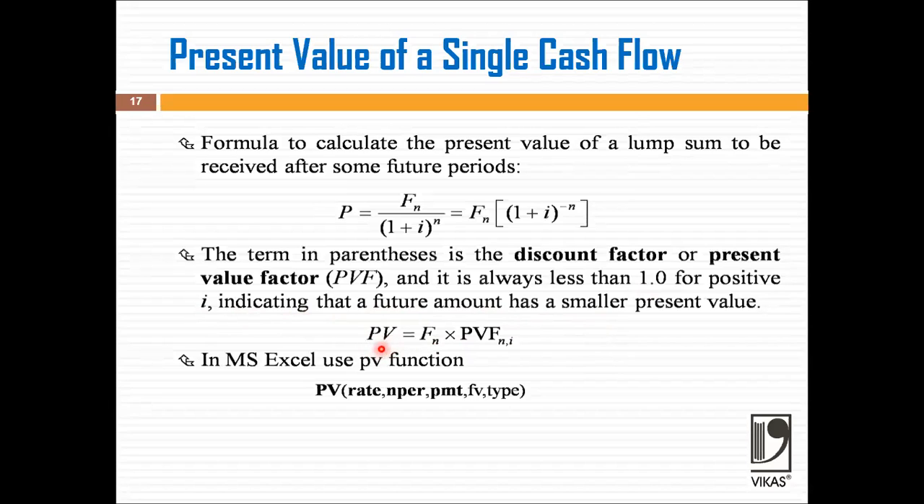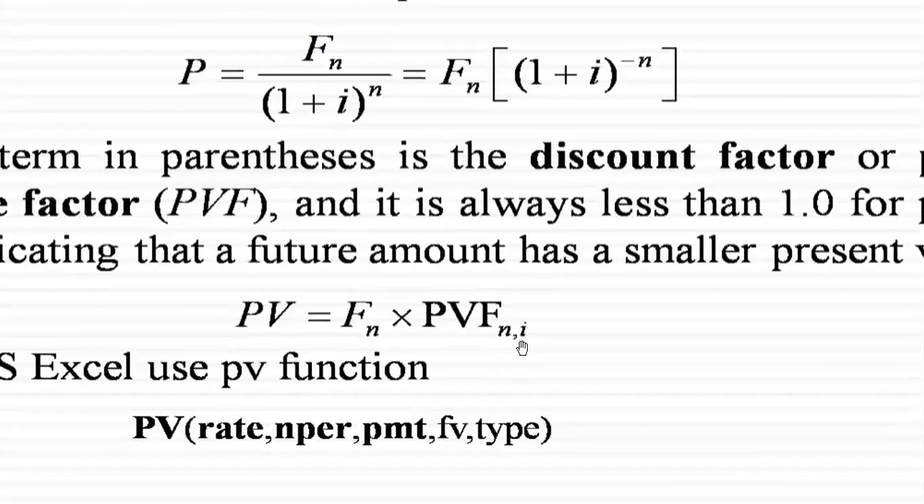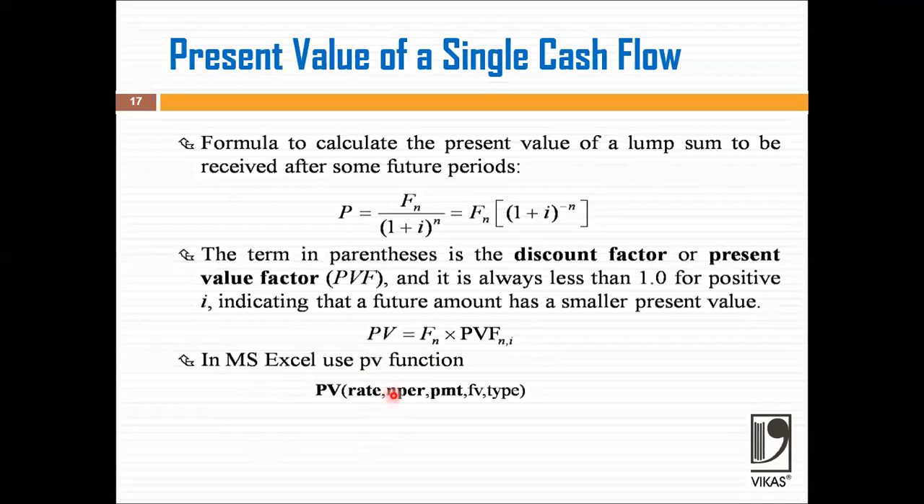Yeah, the present value equals FV, future value, into the present value factor for n, number of periods, and i, rate of interest. In MS Excel, use the PV function: present value, rate, number of periods, PMT, annuity, the future value, the type.